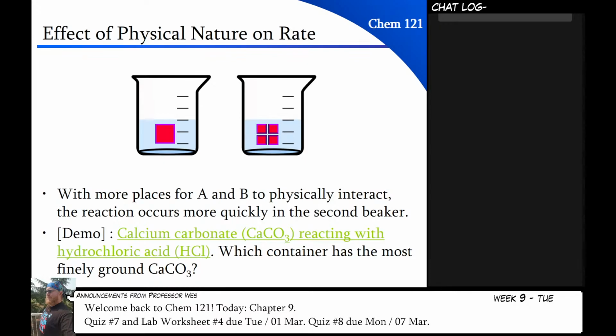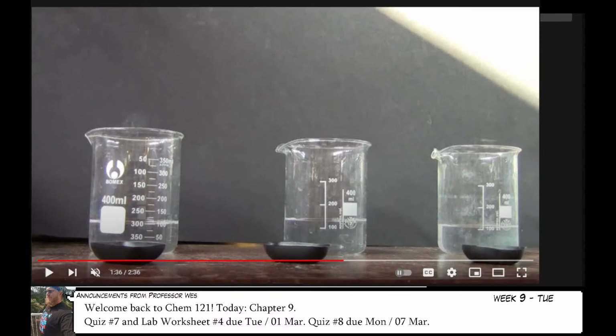How surface area affects a reaction. There we go. All right. Nobody's using the chat anyway, so I'm just going to cover you guys up.